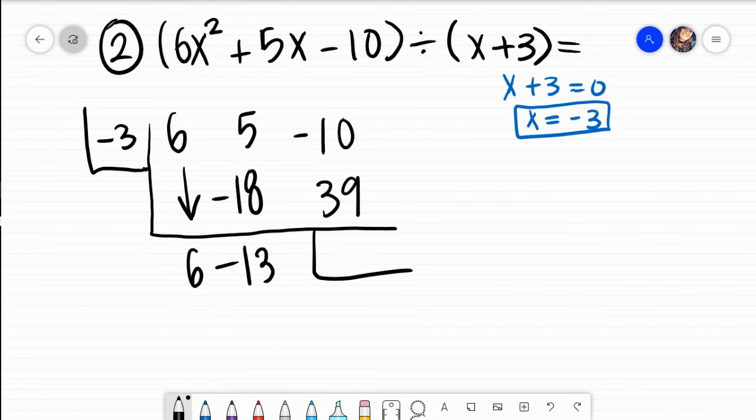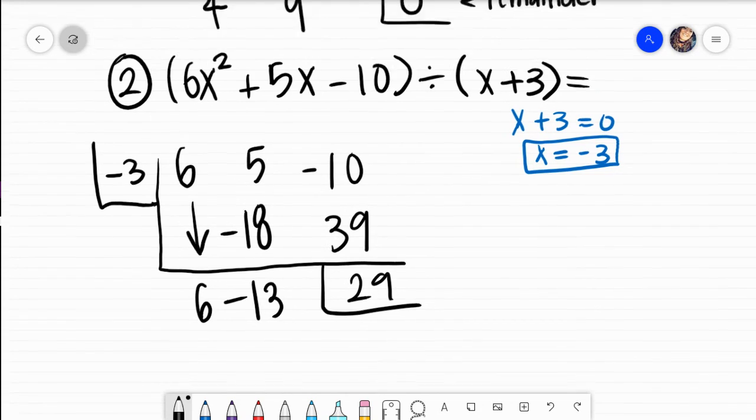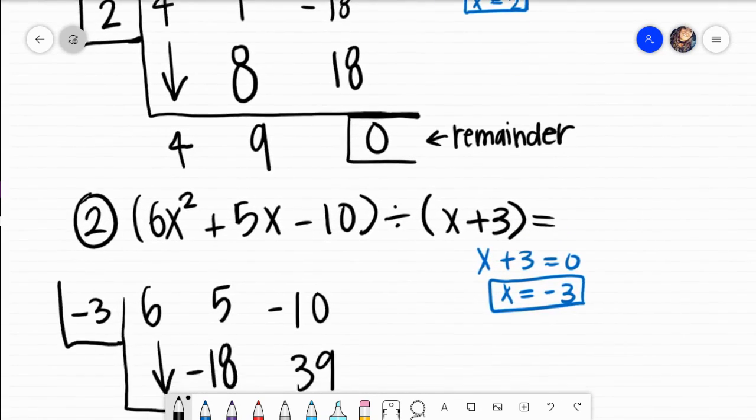Signs are the same, so it's a positive 39. And then here is where I do my combination with my answer going here. If I look at 39 and 10, those signs are different. So what you do is you subtract, keep the sign of the larger. So in our previous example, what we ended up getting for our remainder was just 0. So I just wrote the binomial 4x and a positive 9.